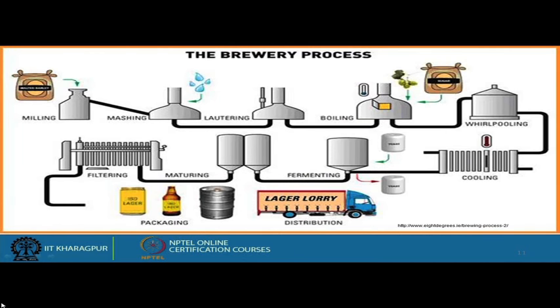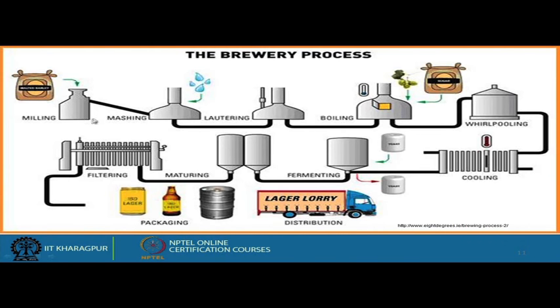Now, this is the process flow diagram of this process, and I told you the first step is the malting process, where germination of the barley grains takes place. After germination of the barley grains, we dry it and then we pass it through the milling machine. What is the purpose of the milling machine? To make it into powder form.